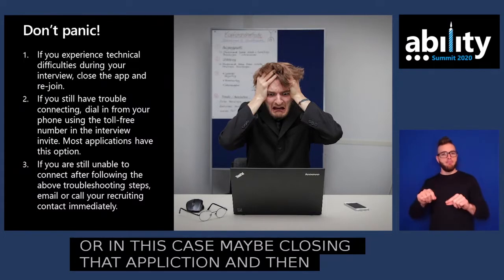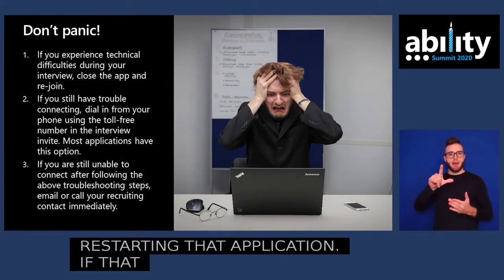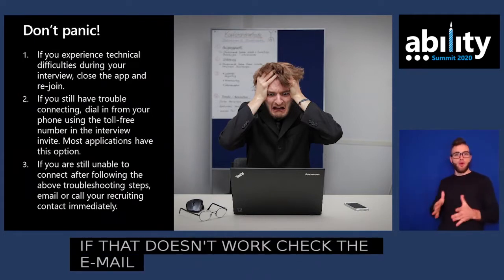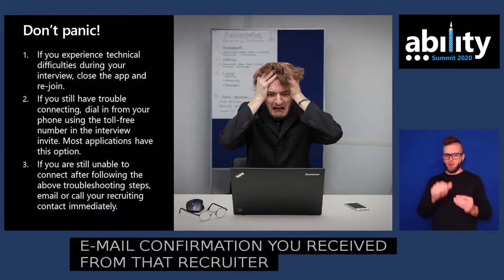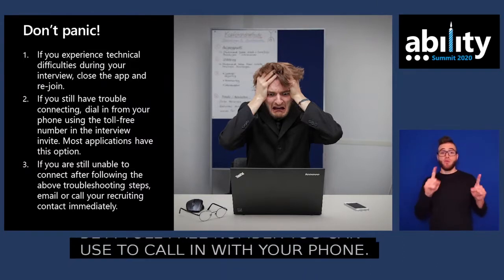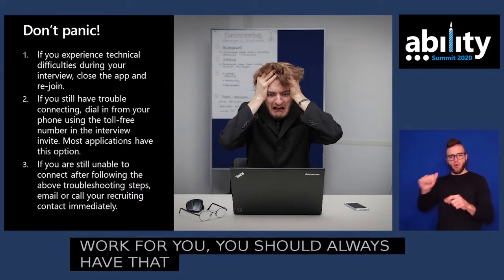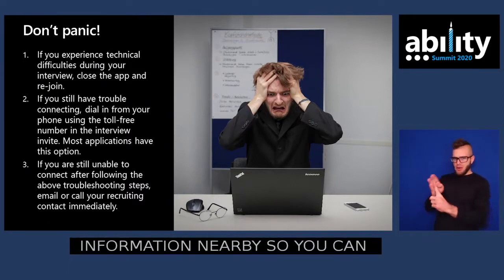If that doesn't work, the next thing is to check your email confirmation that you received from that recruiter. And there should be a toll-free number that you can use to call in with your phone. If those two steps still don't work for you, you should always have that recruiting contact information nearby so you can give them a call or email them immediately, letting them know that you're having that trouble.